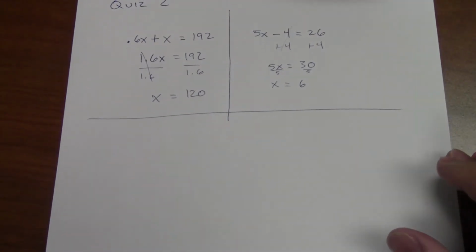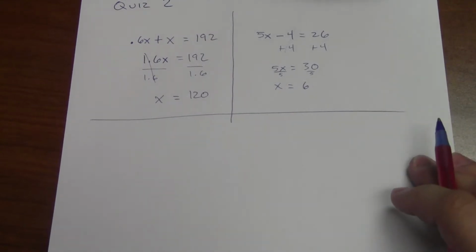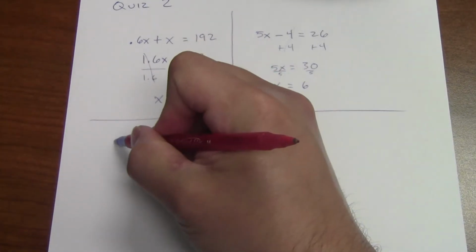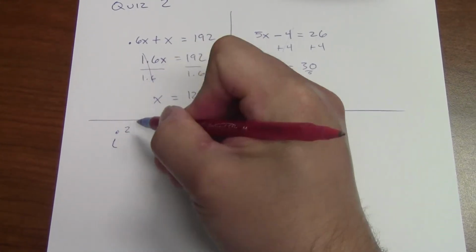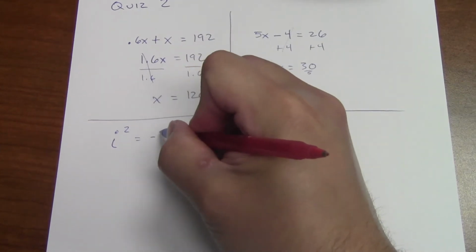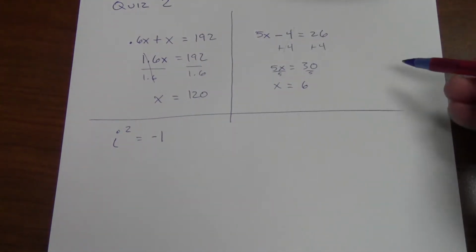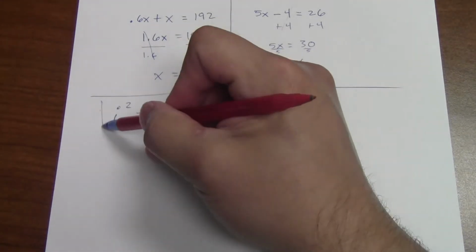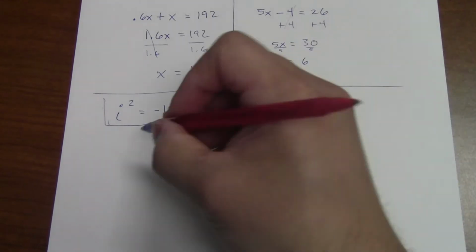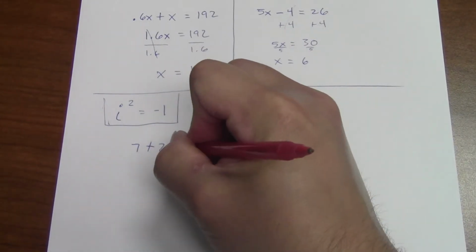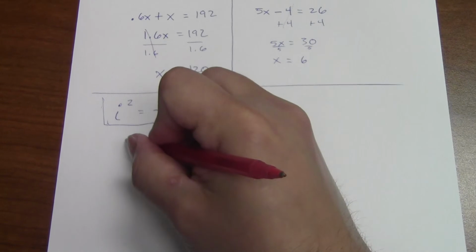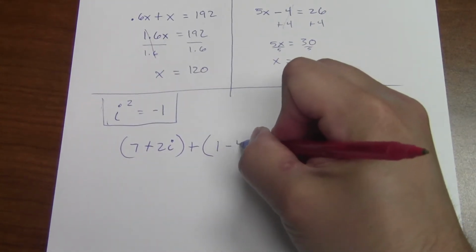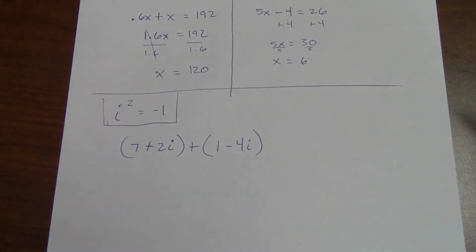All right, let's try some problems with i's in it. So one thing to remember is i squared is equal to negative 1. So just remember that part. All right, so let's try some problems. There we go. So 7 plus 2i plus 1 minus 4i, and they're saying solve it.